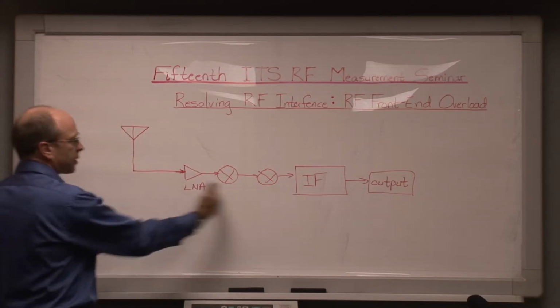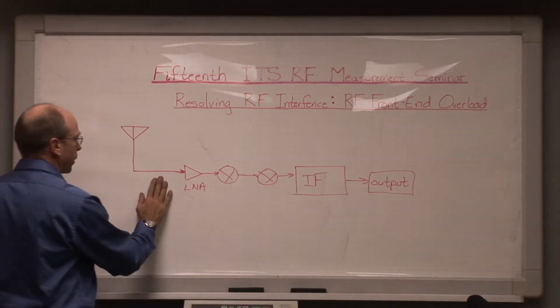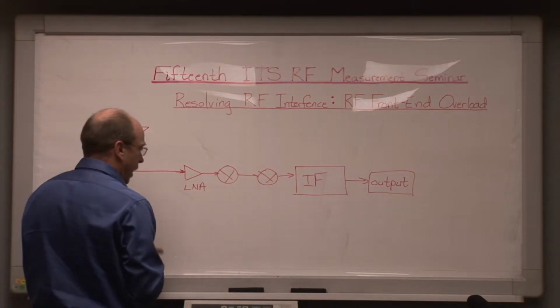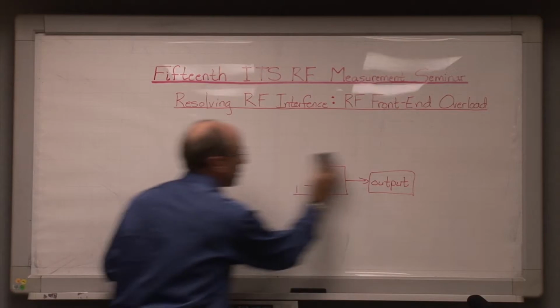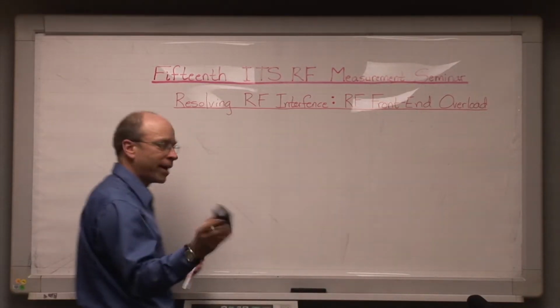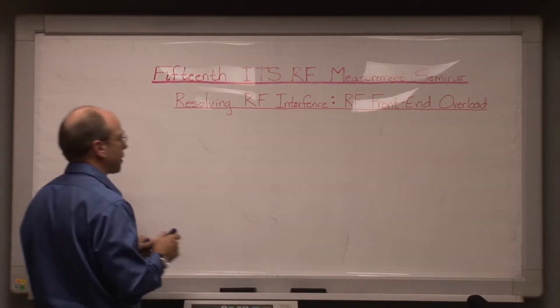So, suppose that we build this kind of receiver, and for whatever reason we leave out the bandpass filter, and we therefore have a system which in terms of its RF response looks like this.